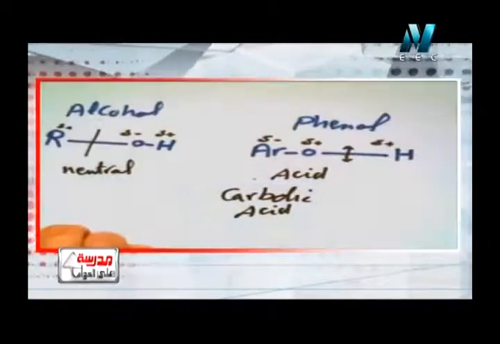So again, we'll explain the difference. When asked about the acidity of alcohol and the acidity of phenol, I must say that the presence of the alkyl group makes the bond between the O and H short and strong, so it is a neutral compound. While the presence of the benzene ring in phenol makes the bond between the O and H very long, because repulsion occurs between them, and easy to break, so it has an acidic effect. We call phenol carbolic acid.